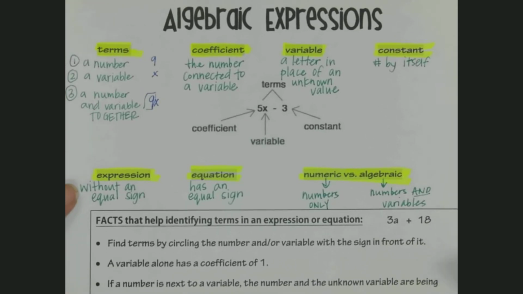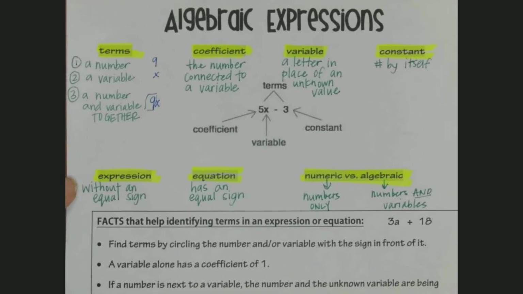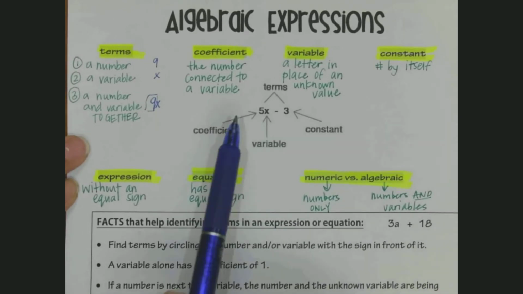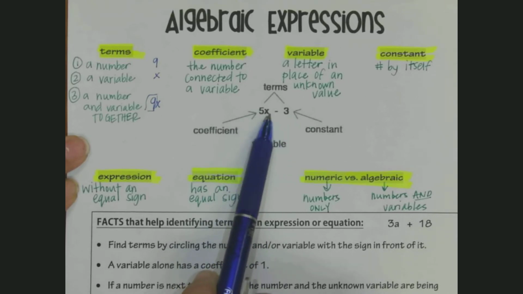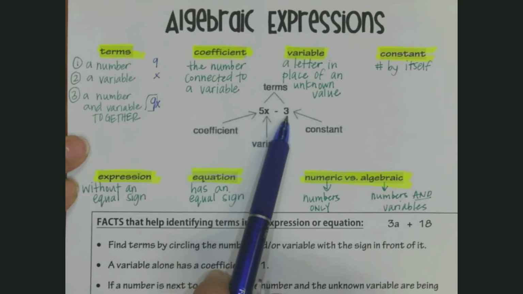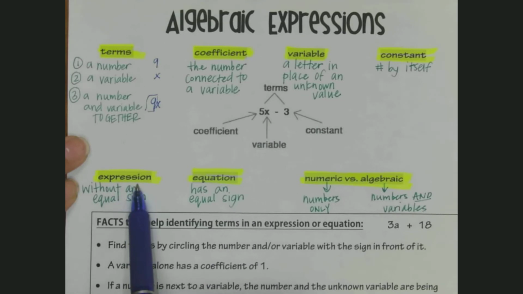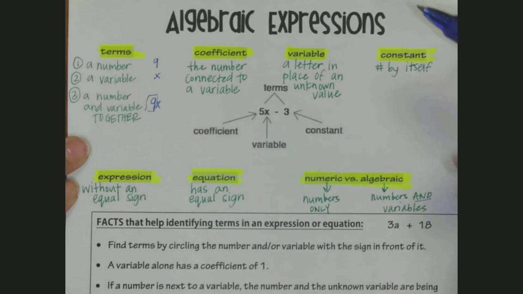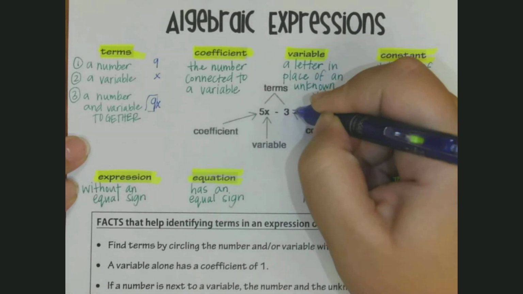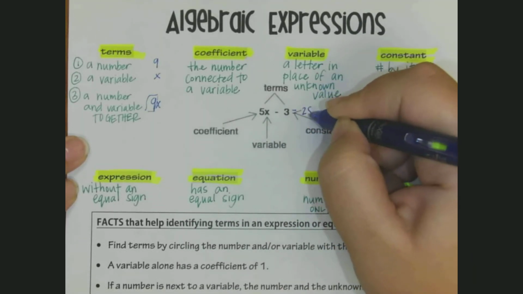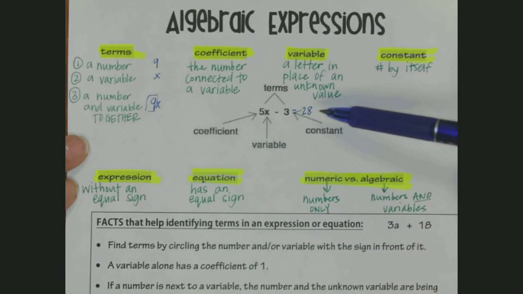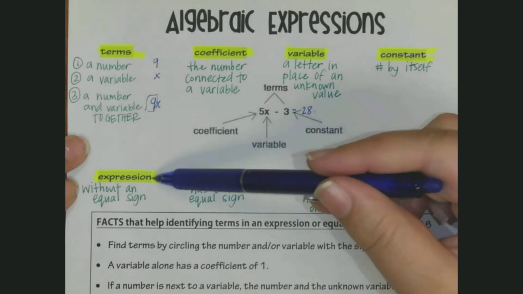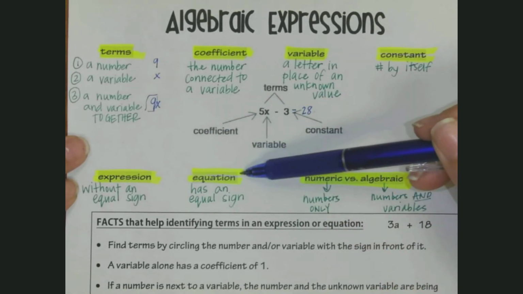Alright, then down here we've got an expression. An expression is a number sentence without an equal sign. So up here, this example, 5x minus 3, doesn't have an equal sign, so that is considered an expression. An equation, however, does have an equal sign. So if I did equals 28, that now becomes an equation because it has that equal sign. Alright, so that's the difference between an expression and an equation.